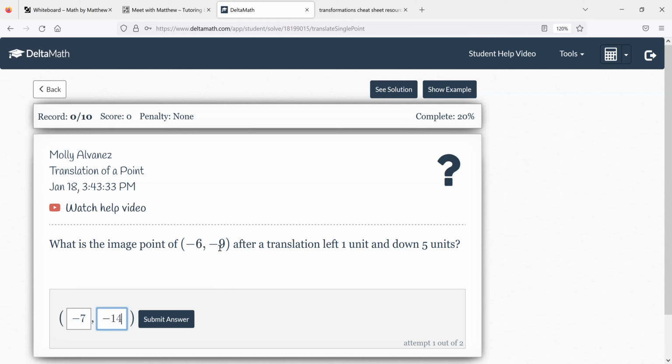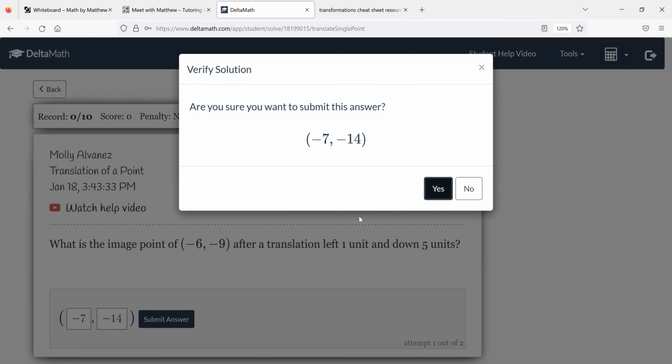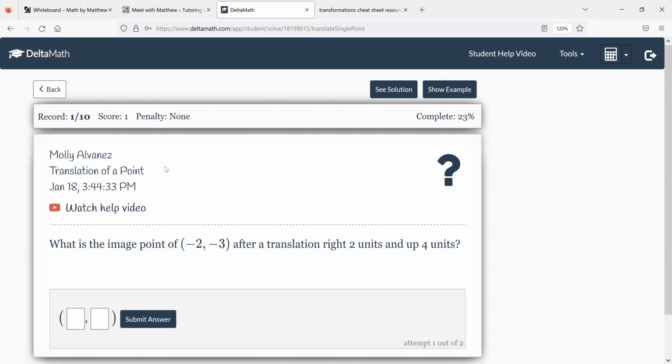So when you're going left, you subtract. When you're going down, you subtract. You got to know which one to subtract. The x is left or right. Up or down is y. All right, next problem here. Right 2 units means you're adding 2 to the x value. So what would that be? 0. Good. And then up 4 units means you're adding 4 to this -3. 1. Perfect.